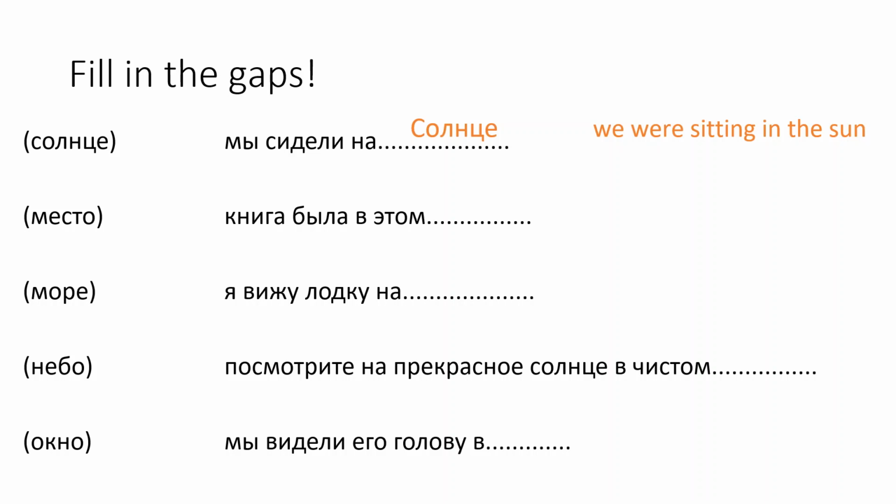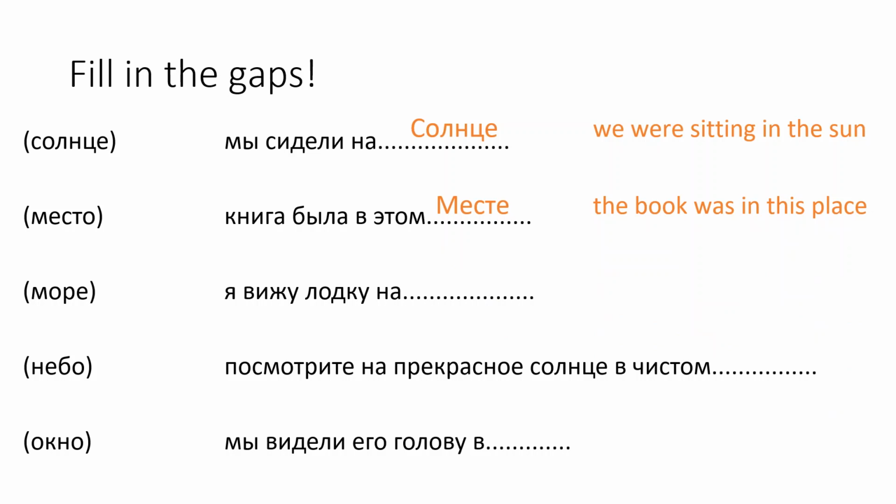Книга, the book. Была, was. В этом. So этом means this, and we can discuss the declension of этот in another lesson, so don't worry about that too much now. Книга была в этом месте. The book was in this place.